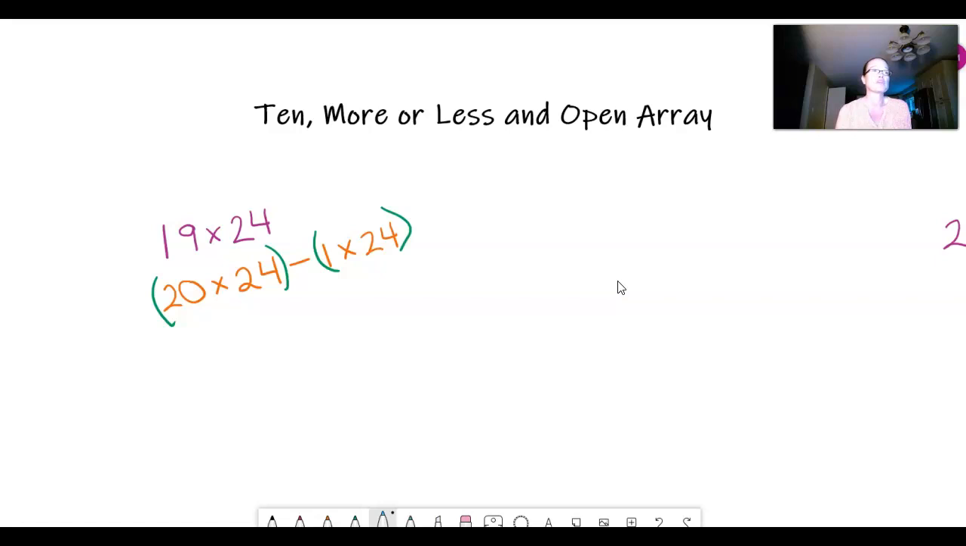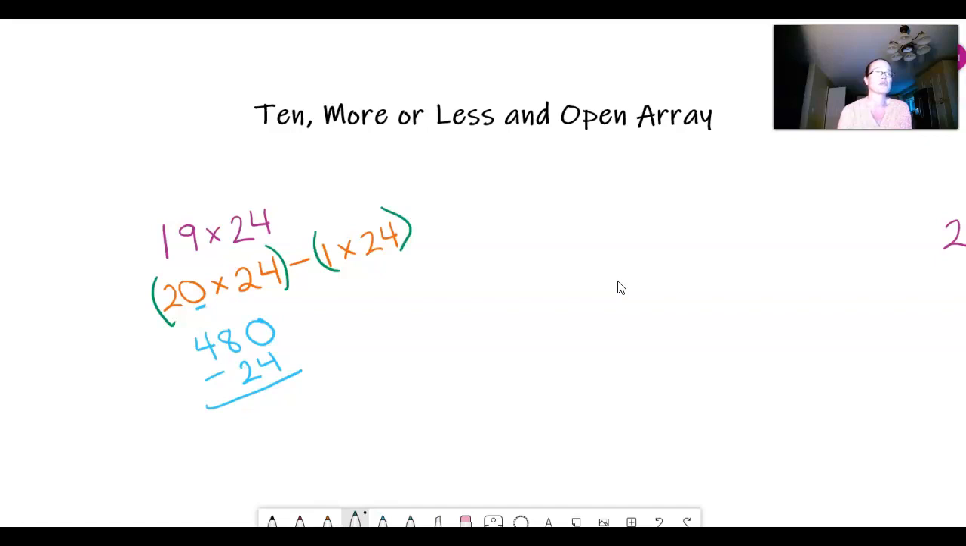So we're going to multiply 20 times 24. Remember, this is really just if I take my place value and move it, 2 times 24. So I'm going to double that. Now I'm going to take away one group of 24. I know 1 times 24 is 24, so I'm just going to go ahead and move it down here so I can stack it nice and neat to subtract.